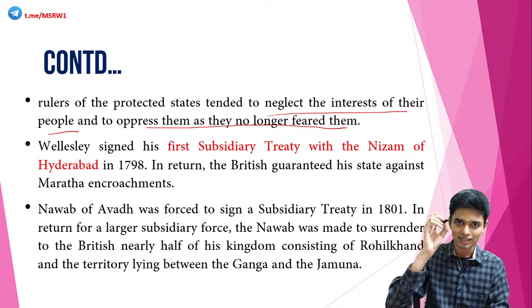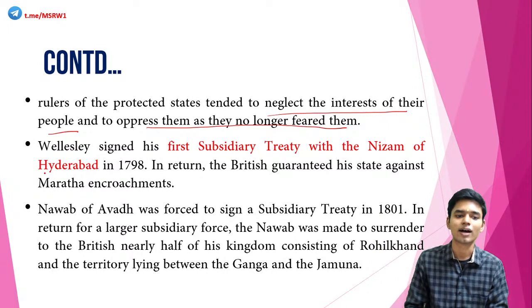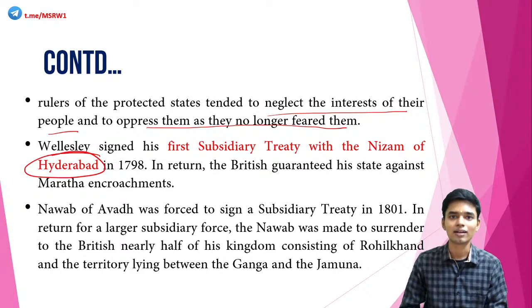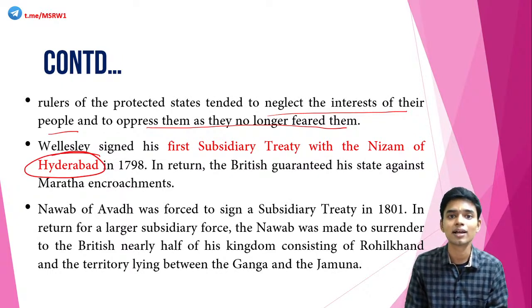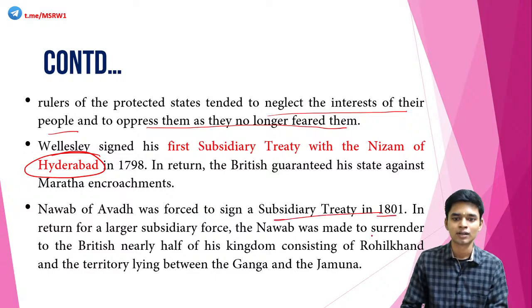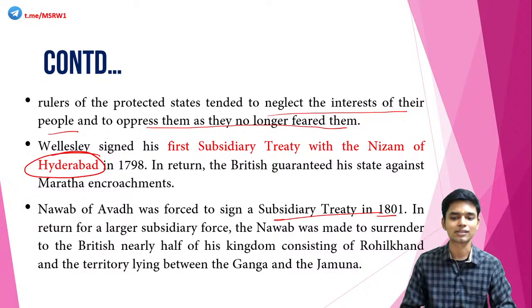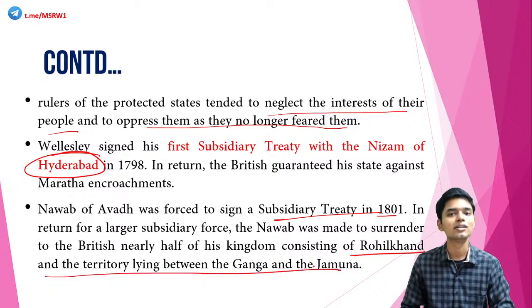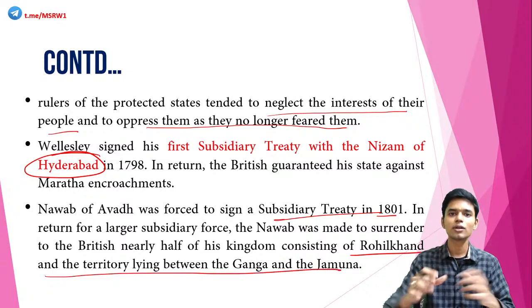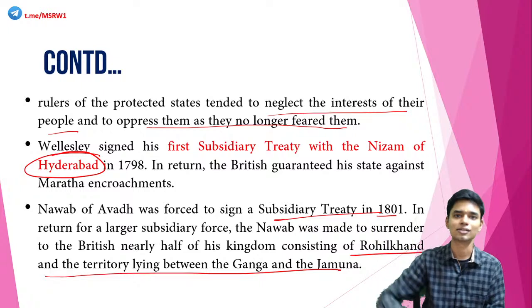Okay, so the first province in which Wellesley put the subsidiary alliance was Hyderabad. In 1798, Hyderabad was the first province which came under the subsidiary alliance of Lord Wellesley. Clear? And the Nawab of Oudh was also forced to sign the subsidiary alliance in 1801. In return, he had to give large parts of his territory and surrender a large portion of his force. He also had to cede Rohilkhand and the territory lying between the Ganga and Yamuna. The area between the Ganga and Yamuna is extremely fertile, highly productive land, and this had to be given away to the British in order for the subsidiary alliance to work.